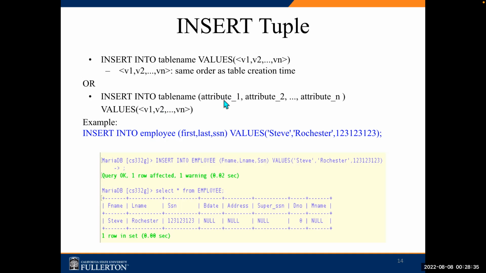That way, the L name would have the value V1 and F name would have the value V2, unlike the previous scenario where V1 would automatically be assigned to whatever the first attribute is, and V2 would be assigned to whatever the second attribute is.